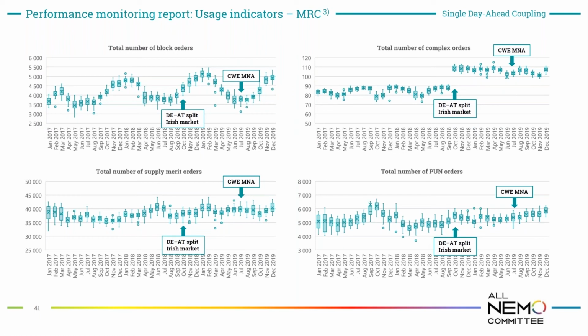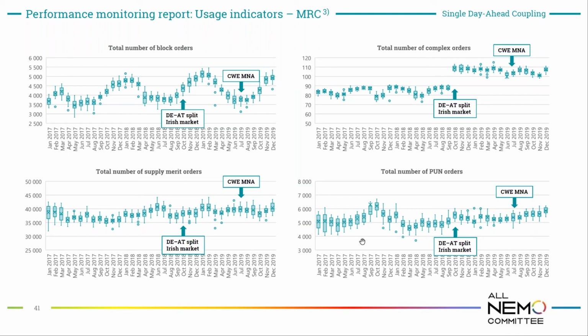But they shouldn't lead you to wrong conclusions. Regarding the block orders, we see a strong seasonality combined with a long-term steady growth. For the case of complex orders, we see a step due to the introduction of the Irish market that uses the complex orders. But after this step, we see that the usage is steady through time. For the case of merit orders, we see a stable behavior with a slight growth.